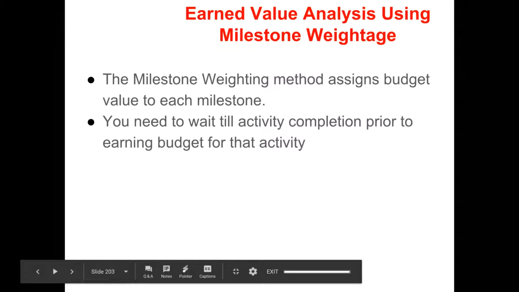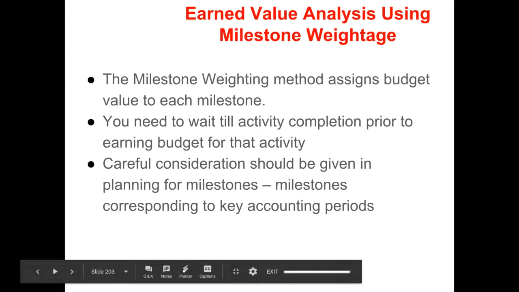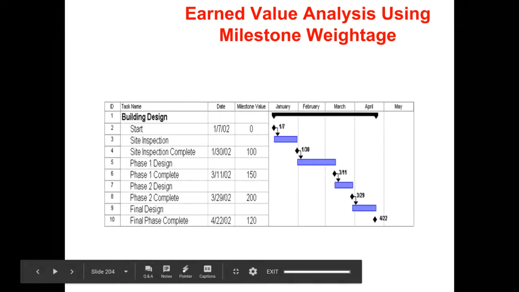So for instance, if a contractor is working on foundations and they have done 50% of the job, they will not be paid unless that entire milestone has been achieved, so unless the entire foundation work has been completed. You have to wait for the entire completion. Careful consideration should be given in planning milestones, because otherwise people would be left out of pocket, and milestones should correspond to the key accounting periods.